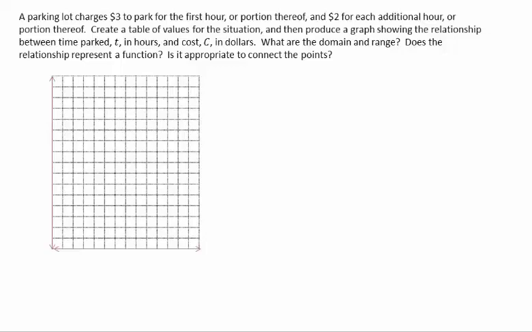A parking lot charges $3 to park for the first hour or portion thereof, and $2 for each additional hour or portion thereof. Create a table of values for the situation, and then produce a graph showing the relationship between the time parked, T, in hours, and cost, C, in dollars.